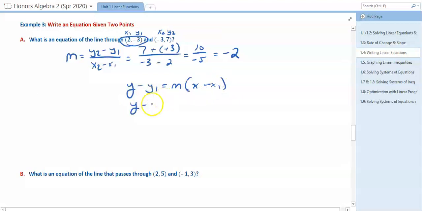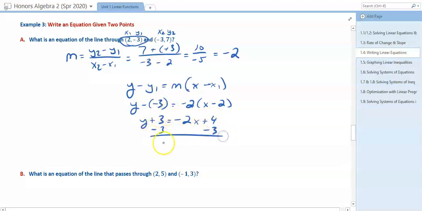y minus negative 3 equals negative 2x minus 2. Again, make sure you got everything plugged in right. The 2 is the x sub 1. The negative 3 is the y sub 1. Y plus 3 is equal to negative 2x plus 4. Multiplying out here, and subtracting the 3 from both sides.